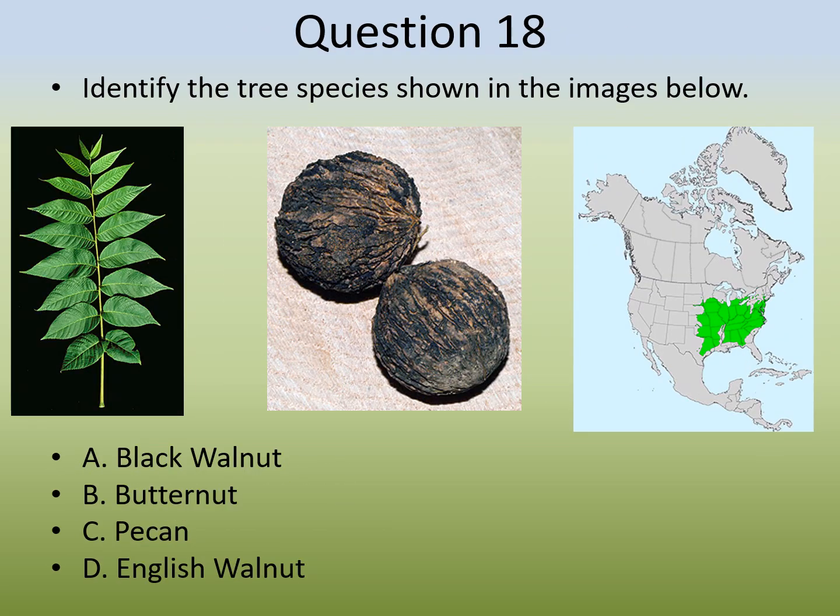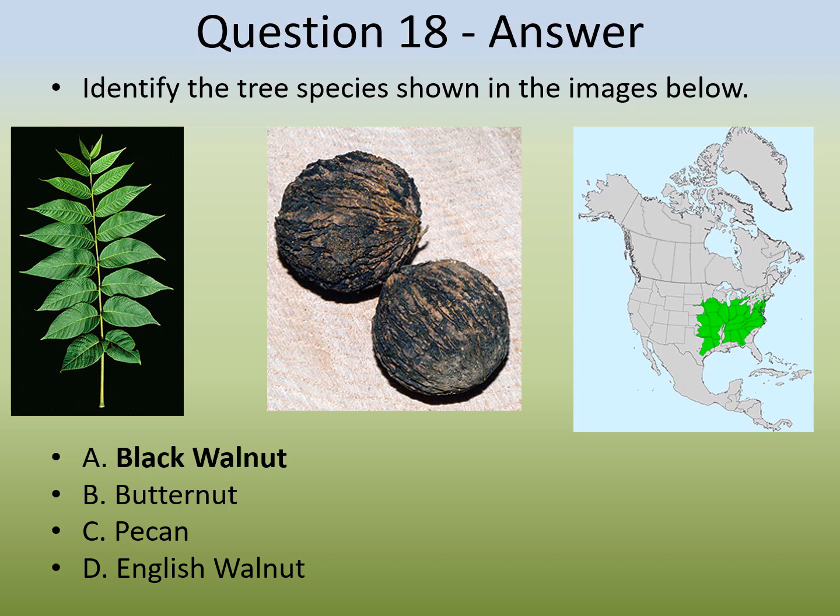Question 18. Got a very large compound leaf. Is it A, black walnut, B, butternut, C, pecan, or D, English walnut? The answer is A, black walnut.